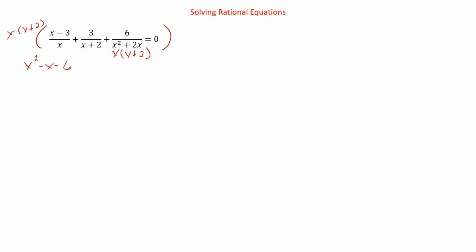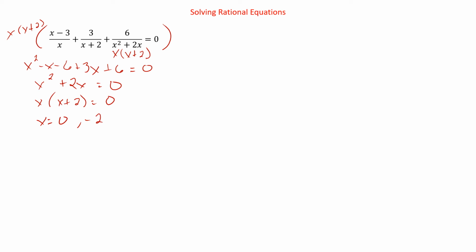The second one, the x plus 2 cancels, so we have x times 3, so plus 3x. And this one, the whole denominator cancels, so we have plus 6 equals 0. We can simplify. We have x squared plus 2x. The minus 6 plus 6 goes away, equals 0. So we have x times x plus 2 equals 0, which means x could equal 0 or negative 2.